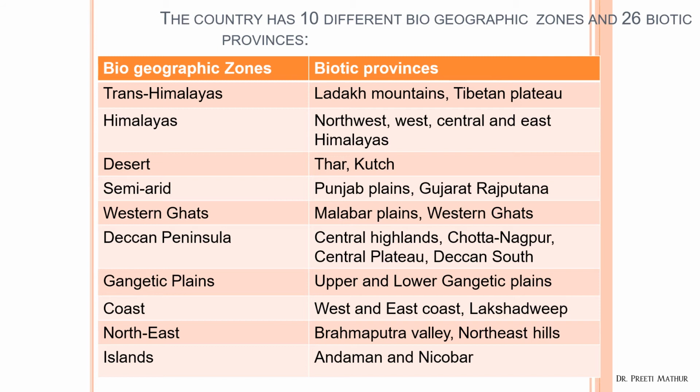there are Punjab Plains, Gujarat Rajputana, Western Ghats, Malabar Plains, Western Ghats. In Deccan Peninsula, there is Central Highlands, Chota Nagpur, Central Plateau, Deccan South, Gangetic Plains, Upper and Lower Gangetic Plains, and coast, West and East Coast, Lakshadweep, Northeast, Brahmaputra Valley, Northeast Hills, Islands, Andaman and Nicobar.